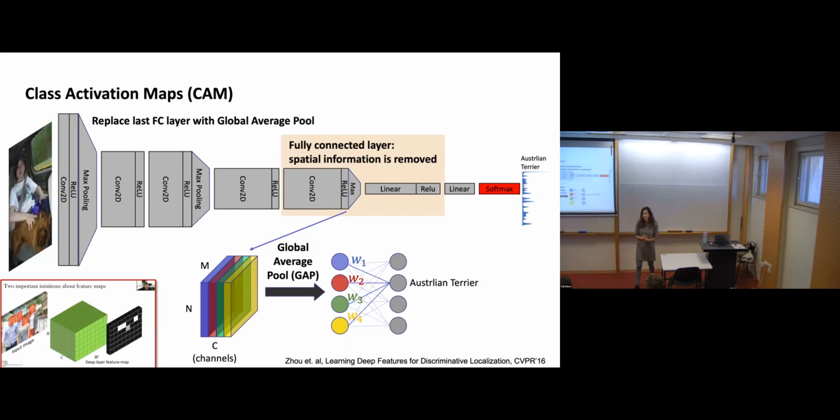Yes? What about all the other convolutional layers? Nothing, everything is the same. You only change, instead of having a fully connected layer, you do global average pooling on each of the channels, and then a linear classifier. Yes?